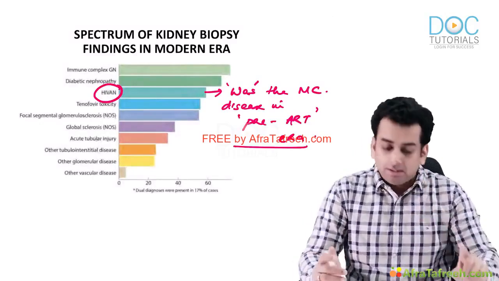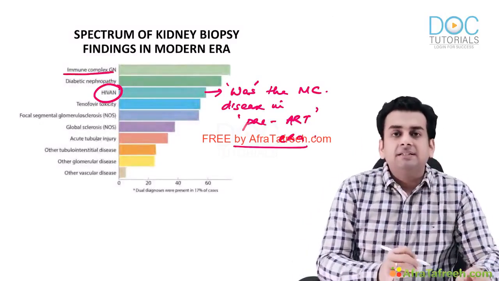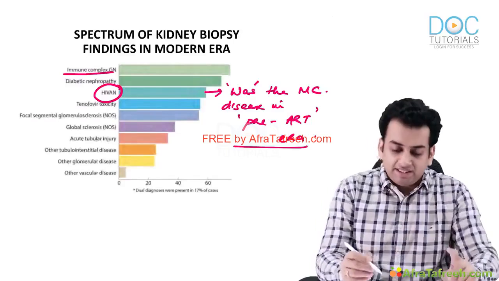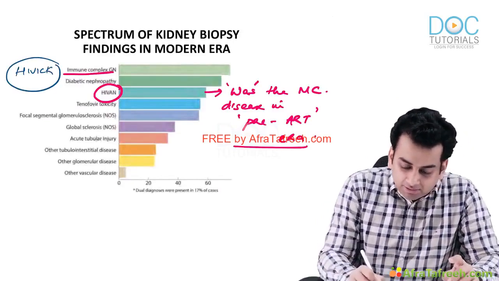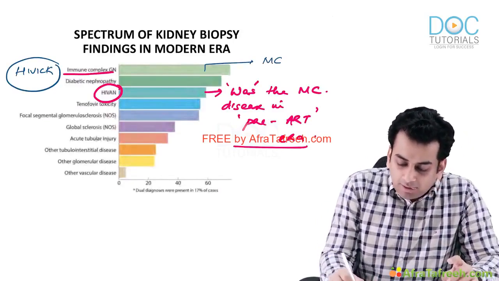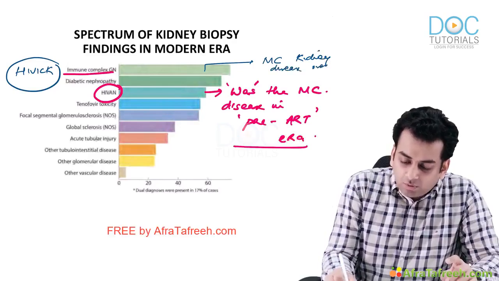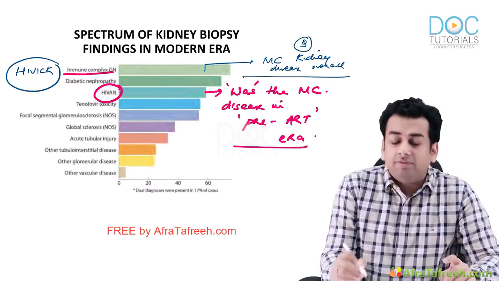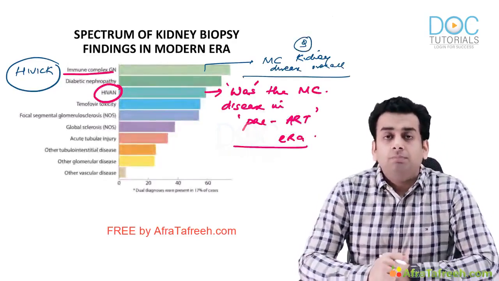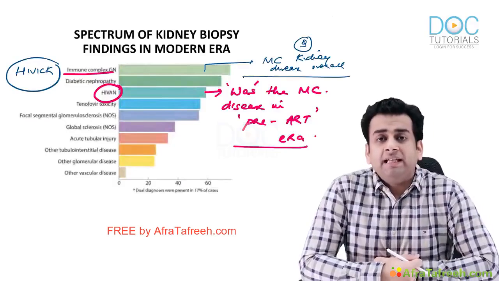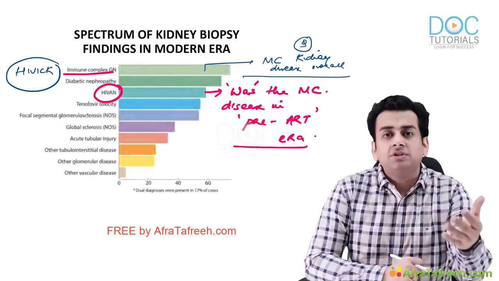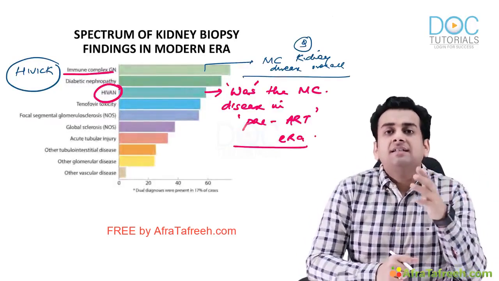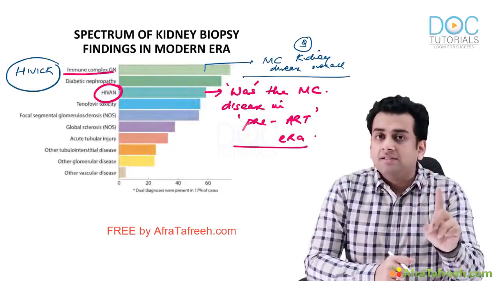But what has risen is the incidence of HIVICK. It is the HIV associated immune complex kidney disease, which is the HIVICK. And this is the most common kidney disease overall in HIV patients. Very, very important MCQ. Most common renal lesion in HIV patient is HIVICK and not HIVAN. If you follow older notes, older MCQ books, the answer given there is HIVAN. But that answer is wrong.